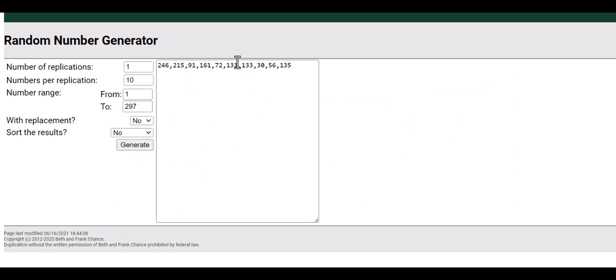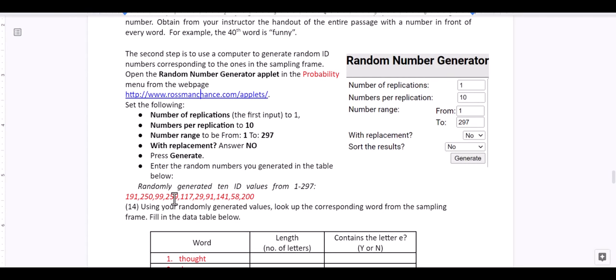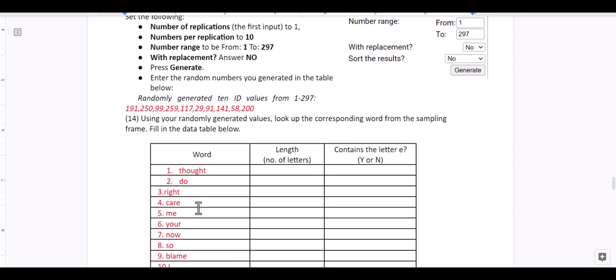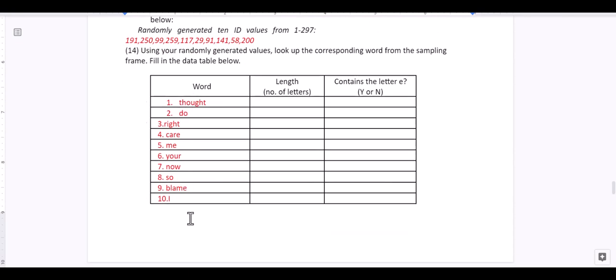So generate. And so now it's giving me different words. But I already put in the ones that I chose, right? And so then we will use the sampling frame and pick the words. So 246, 215, 91, and so on. So for me, these were my original numbers: 191, 290, 99, 259. And so then I went through the sampling frame and found the corresponding words.